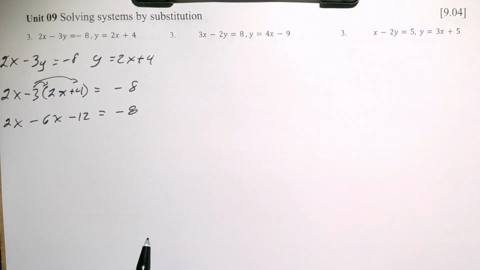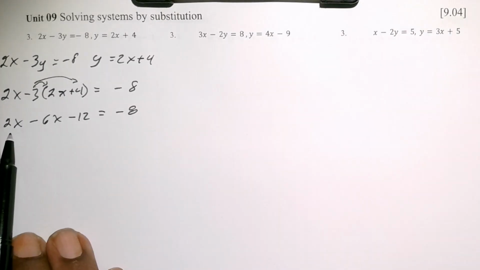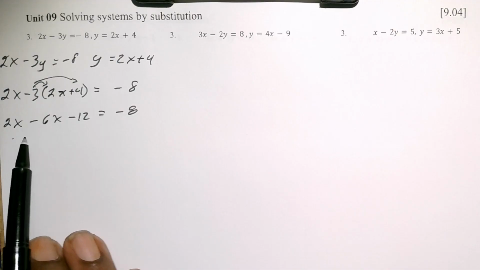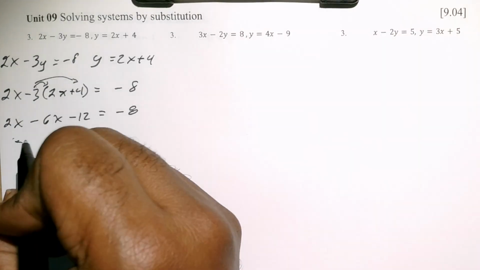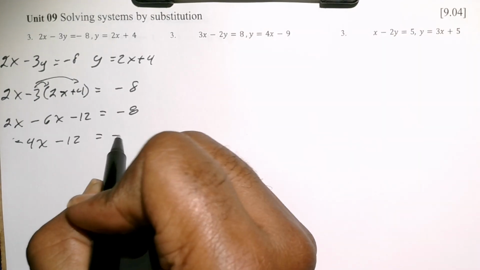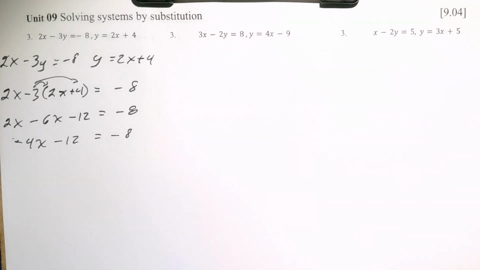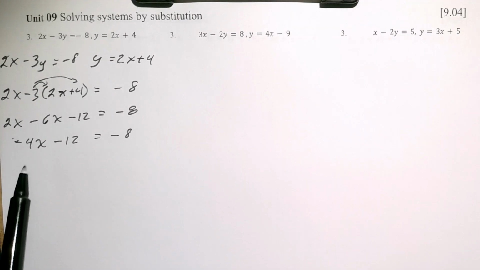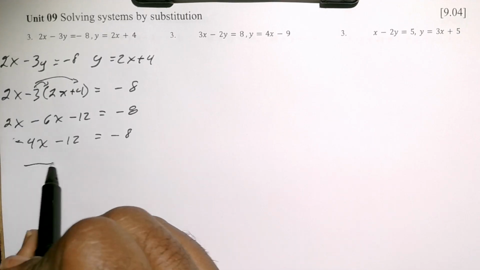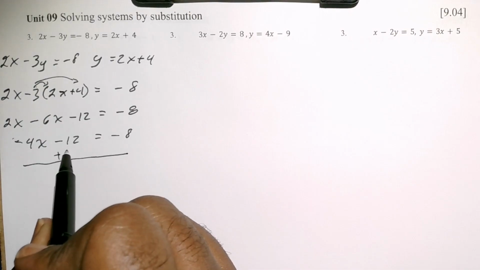Okay, now we're going to combine like terms. We have a 2x and a negative 6x. That can be combined to become a negative 4x. Then the minus 12, and then equals negative 8. Okay, now I want to isolate the x, so let's get rid of the subtracting 12 first. So use adding 12, that will eliminate it.